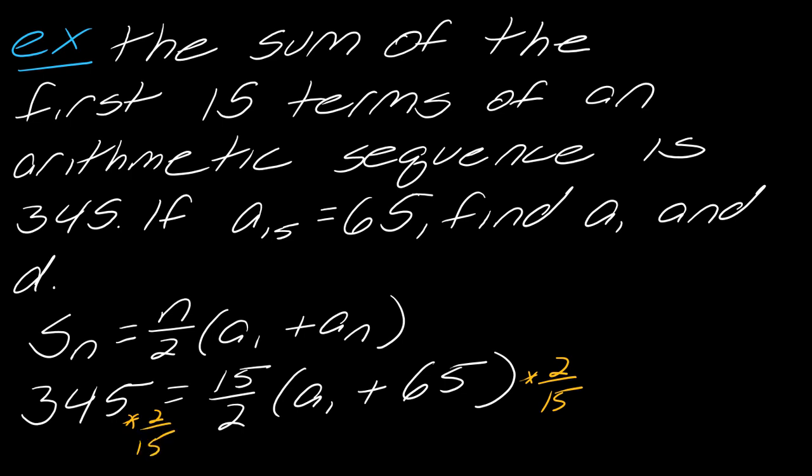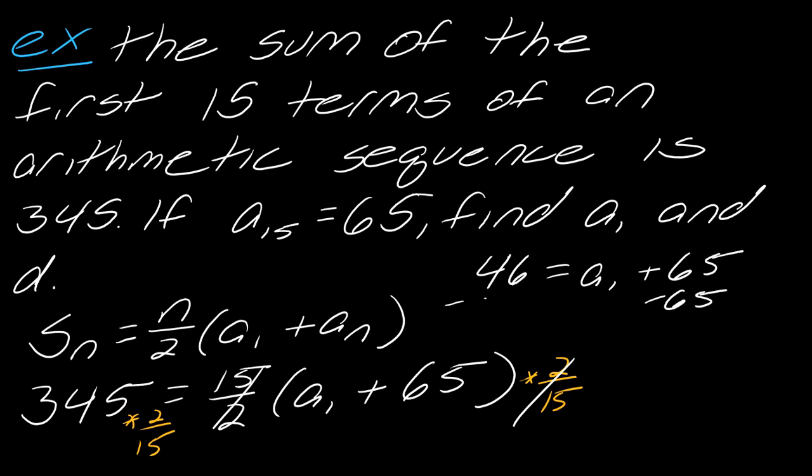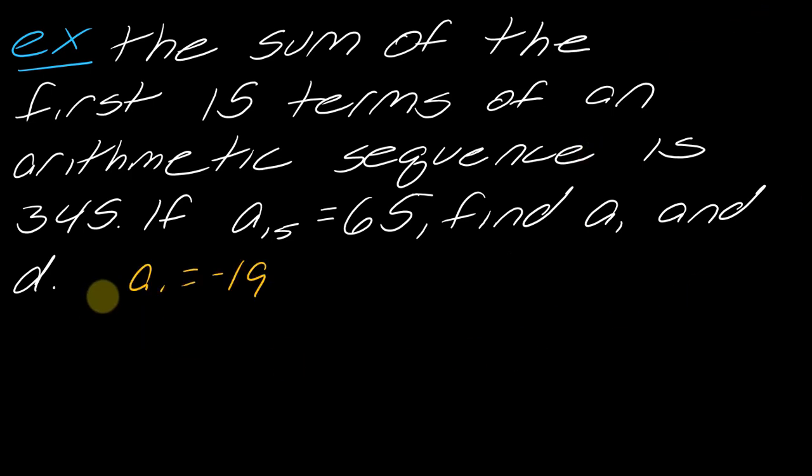So let's see. 345 times 2 over 15 is 46, so that gets rid of the fraction entirely. So now I've got 46 equals a sub 1 plus 65, and then I can subtract off the 65, so that's negative 19. So now I've figured out my a sub 1, so that's cool. So next I have to figure out what is the common difference. So let's clear some space. So we just found that the a sub 1 is negative 19.